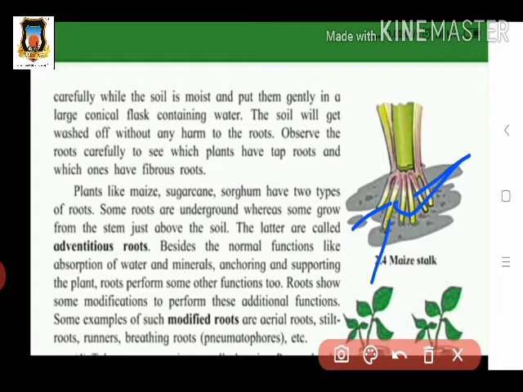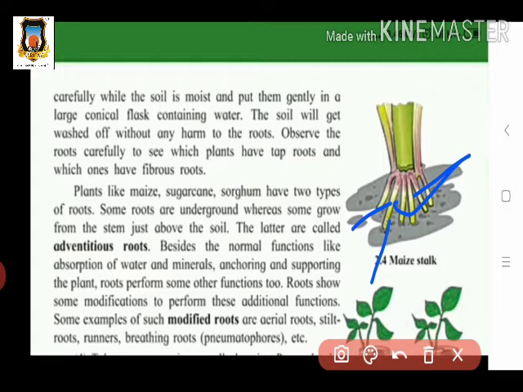Besides the normal functions like absorption of water and minerals, anchoring and supporting the plants, roots perform some other functions too. What are the functions of such roots? The function of the other roots is absorption of water and minerals from the soil, and anchoring and support, which means giving support to the plants. These functions are also done by adventitious roots. But additional functions are also done by these roots. Which functions?